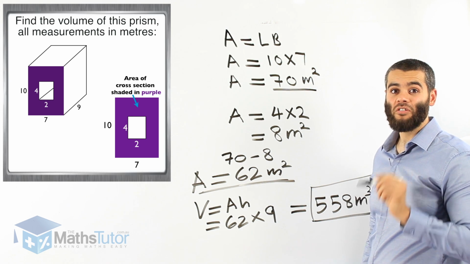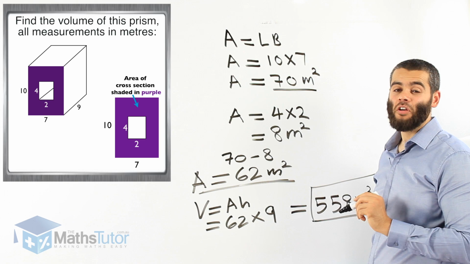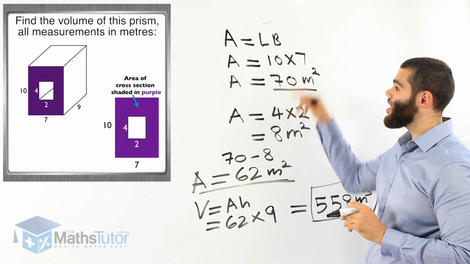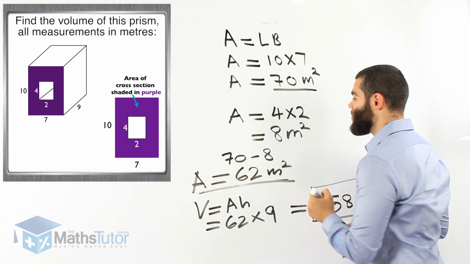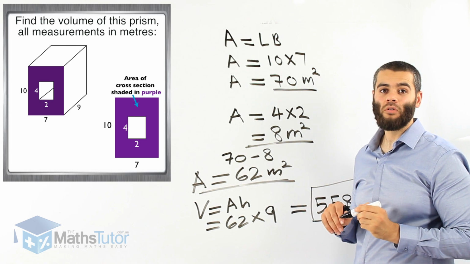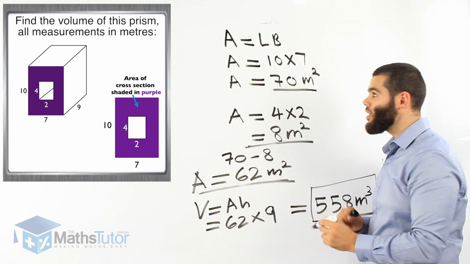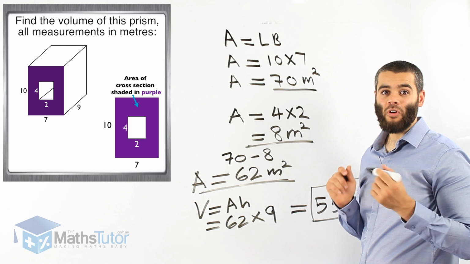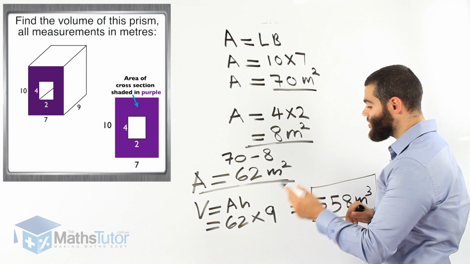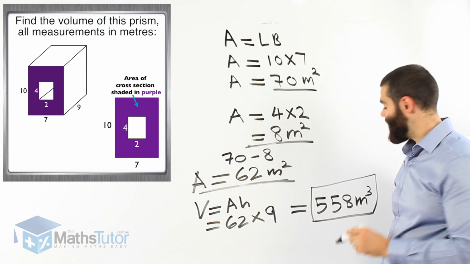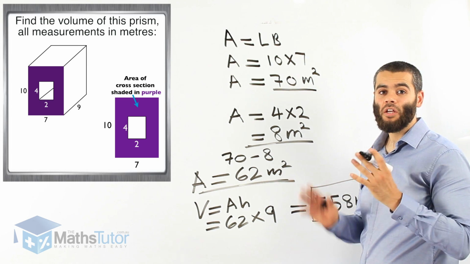Very important to pay attention to the details. The details say that we have a hole inside this solid. So we work out the solid in total, 10 times 7, as if it's one whole rectangle. Then we take away the 8, which is the hole in the middle there, 4 times 2. So 70, take away 8 is 62. That is the purple part. That is the area of the cross section. Then 62 times 9. 9 is the height of this prism. 62 times 9, 558 cubic meters. We worked out the volume of these irregular solids.